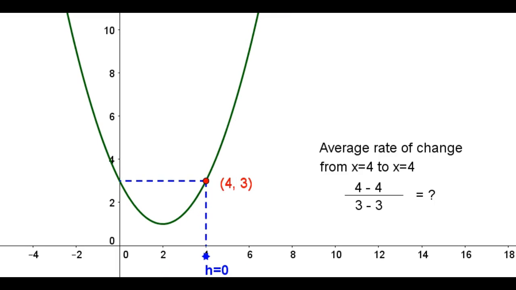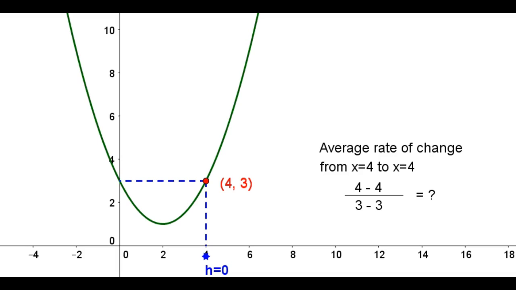Well, suddenly, we don't know what our average rate of change is. And that's because if you look at this fraction that we have, 2 points that have really become 1 point, (4, 3) and (4, 3). And that means that this quotient that's giving us the slope has a value of 0 over 0. And that's an indeterminate form. We have no idea what that value is.